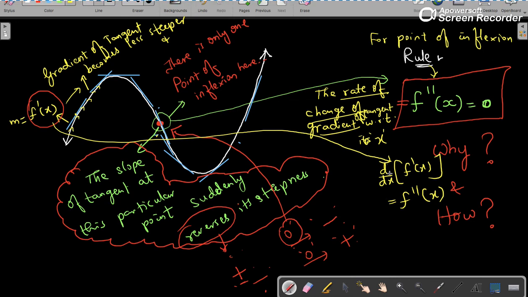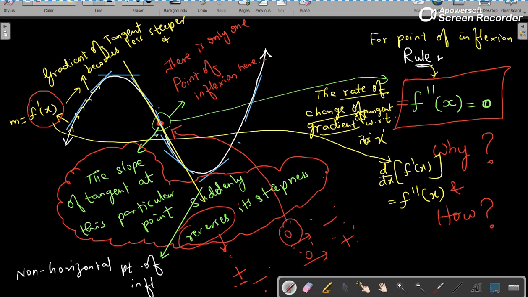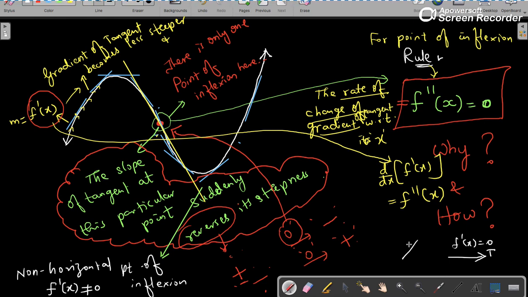Now there are two types of points of inflection: one is horizontal and the other non-horizontal. In this case, if I draw a tangent, I get a non-horizontal point of inflection, something like this. Now what is a horizontal point of inflection? This one is a non-horizontal point of inflection, because the tangent at that point is non-horizontal. Therefore here f dash x is not equal to 0. f dash x is 0 only when the tangent is parallel to the x-axis, or when the tangent is flat. So when the tangent is flat, we get f dash x equal to 0. If the tangent is not flat, f dash x is not equal to 0.